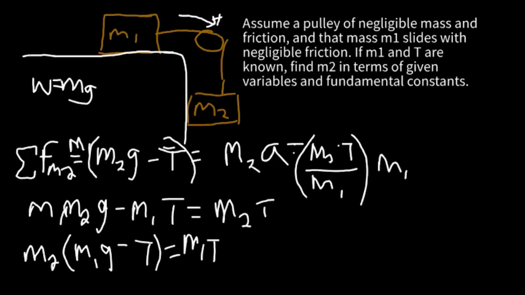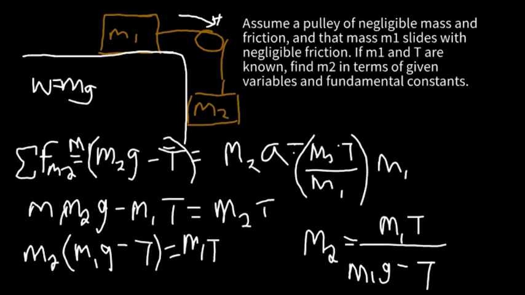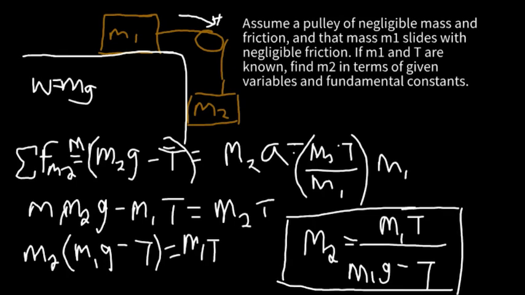Alright, and then if you divide both sides by m1g minus t, you'll get the answer to be m2 equals m1t over m1g minus t. So if you had values for each of these variables, you could plug them in and get your value for m2. So hopefully you're able to get the answer on your own.